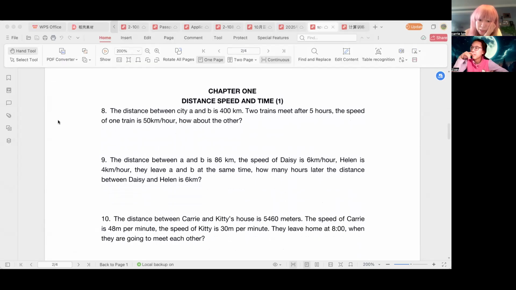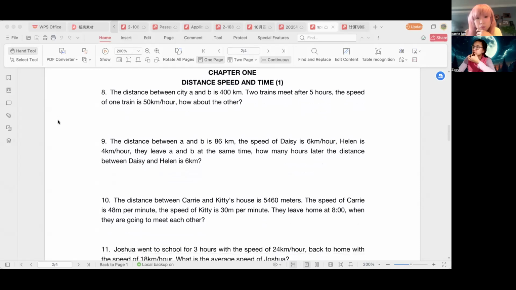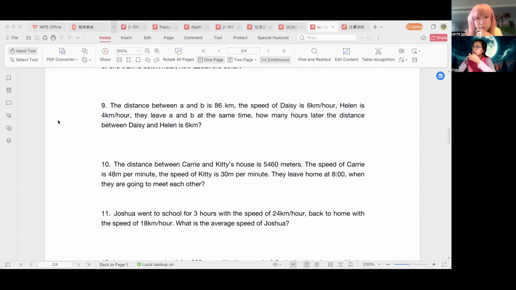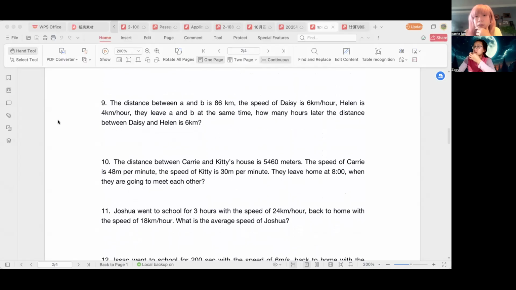The distance between city A and B is 400 kilometers. Two trains meet after 5 hours. This one's easy. The distance between A and B is 86 kilometers. The speed of Daisy is 6 kilometers per hour. Helen's 4 kilometers per hour. They leave A and B at the same time. How many hours later the distance between Daisy and Helen is 6 kilometers?